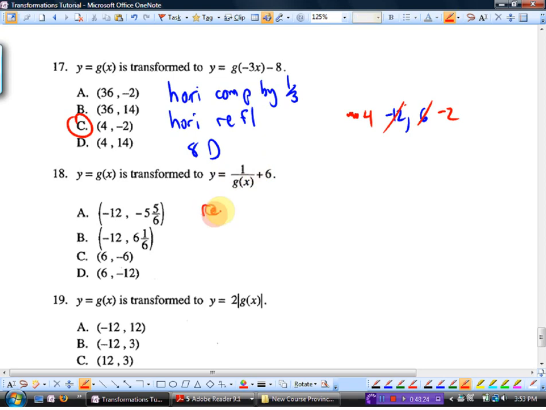So we have reciprocal and 6 up, negative 12, 6. Reciprocal, Sam, this is what I meant earlier when I said your x's don't change, only your height changes, but your x stays the same. 6 up, add 6 to it. Right, reciprocal of 6 is 1/6, and then 6 up. I think that's the answer.